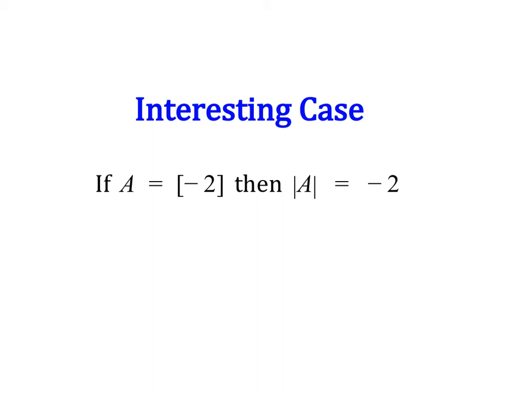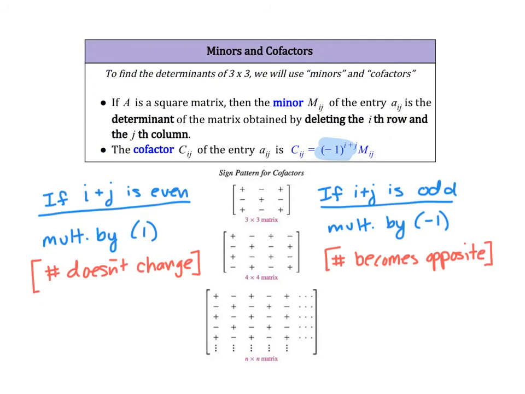One interesting case I want to point out is the determinant of a 1 by 1 matrix, and it's just the value of the only element. So it's pretty straightforward. Okay, now, the next thing we're going to talk about is one of the small steps in finding the determinant of a 3 by 3.